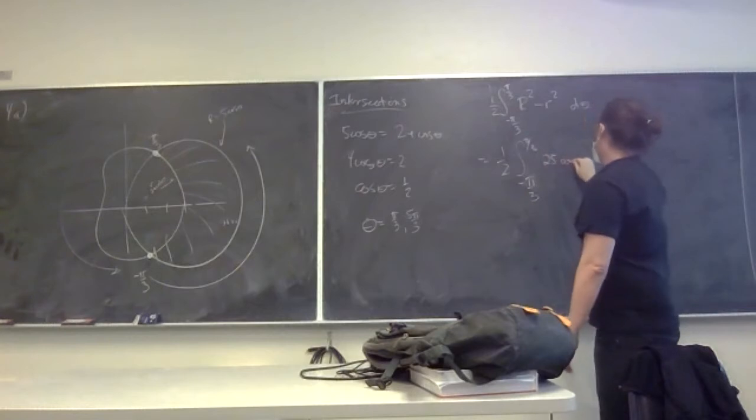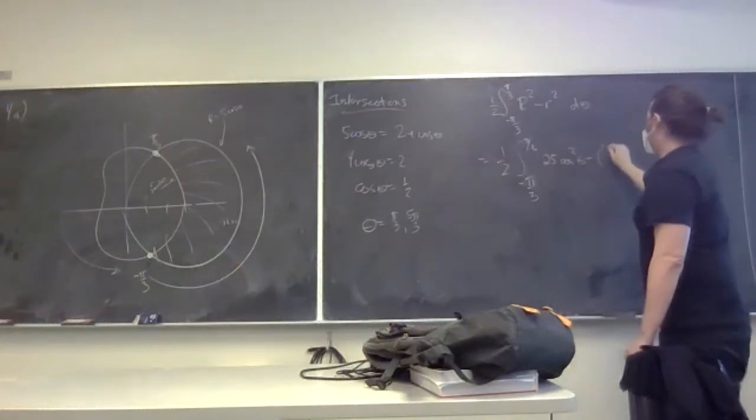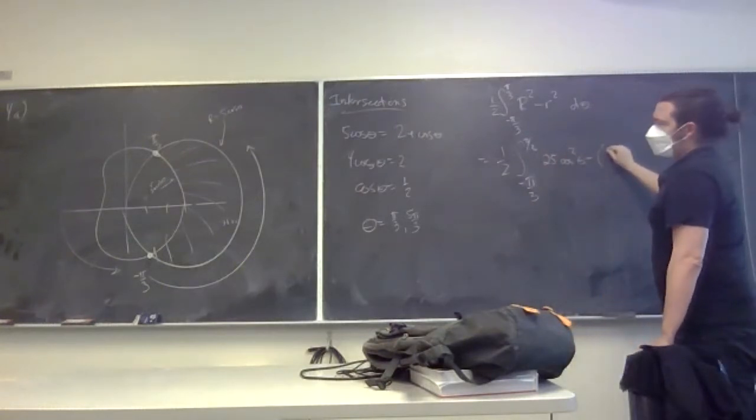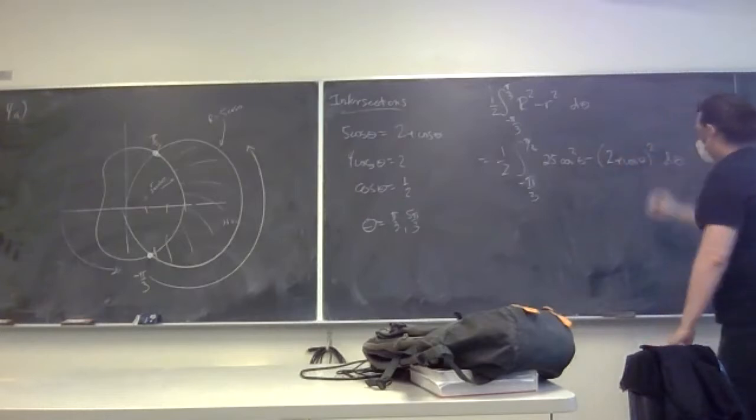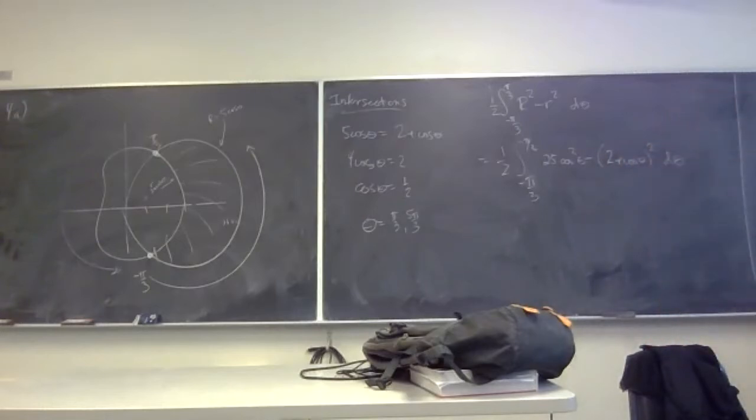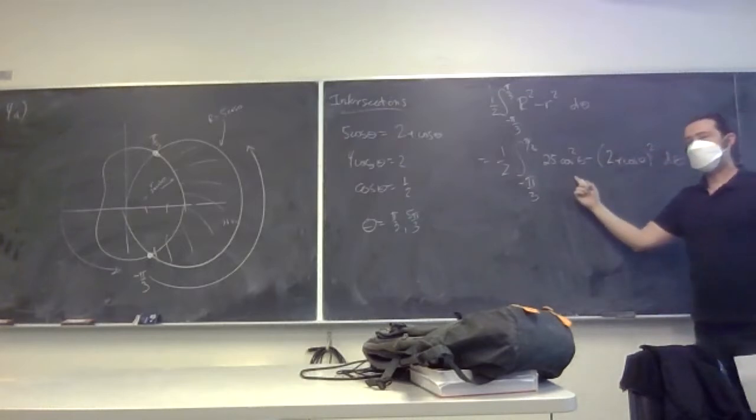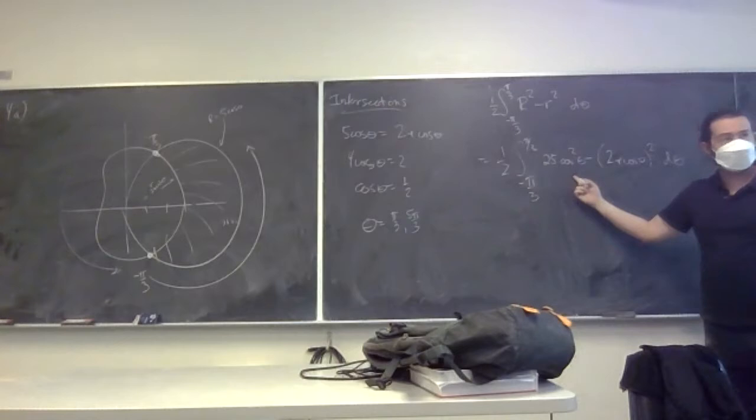Five cosine squared theta minus 2 plus cosine theta squared d theta. Two things where people go wrong on a question like this: they forget to multiply this out. They just throw it away because, like, who wants to FOIL the middle integral? And the other thing is you neglect to use the conversion for cosine squared or sine squared.